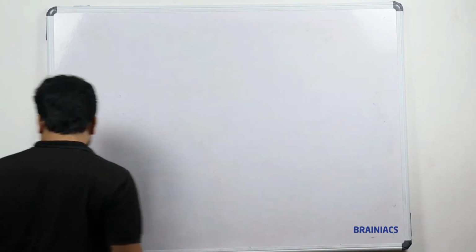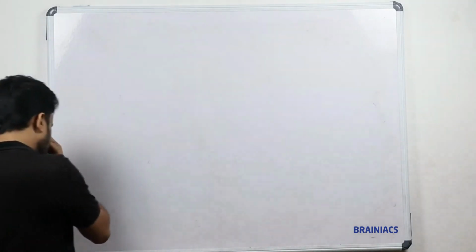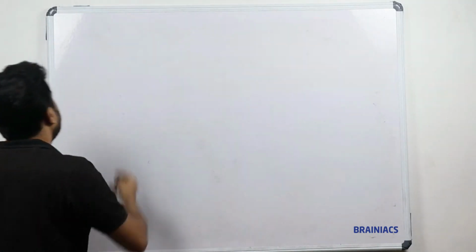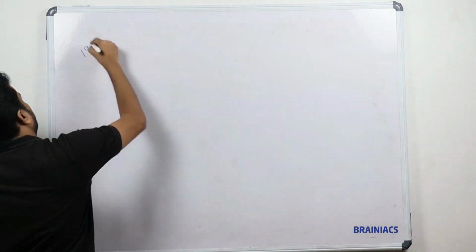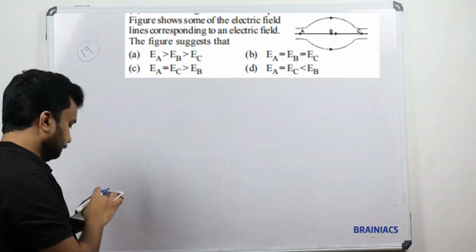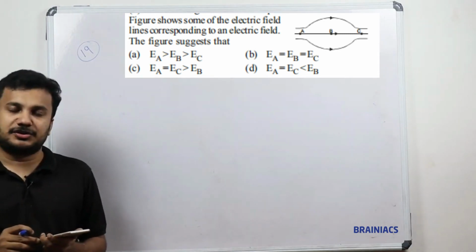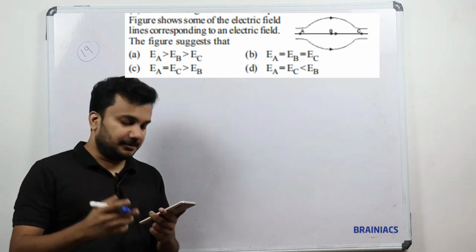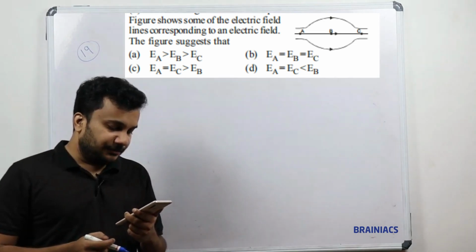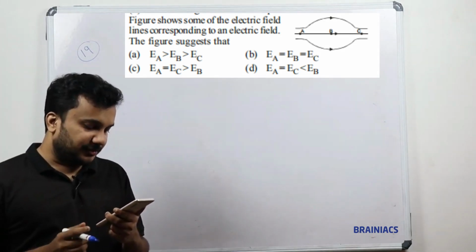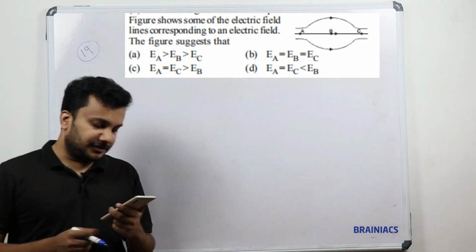So let's move to the next question, question number 19. Again, question number 19 and the previous question number 17 are similar. It's a diagram based question. The figure shows some of the electric field lines corresponding to an electric field.